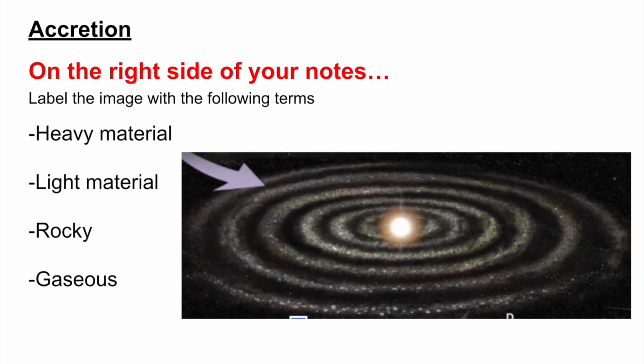So on the right-hand side of your notes, let's see if you can label where those heavy and light materials are, and then where we'd expect to see rocky materials and more gaseous materials, so things made of gas. Go ahead and label that on the right-hand side of your notes.